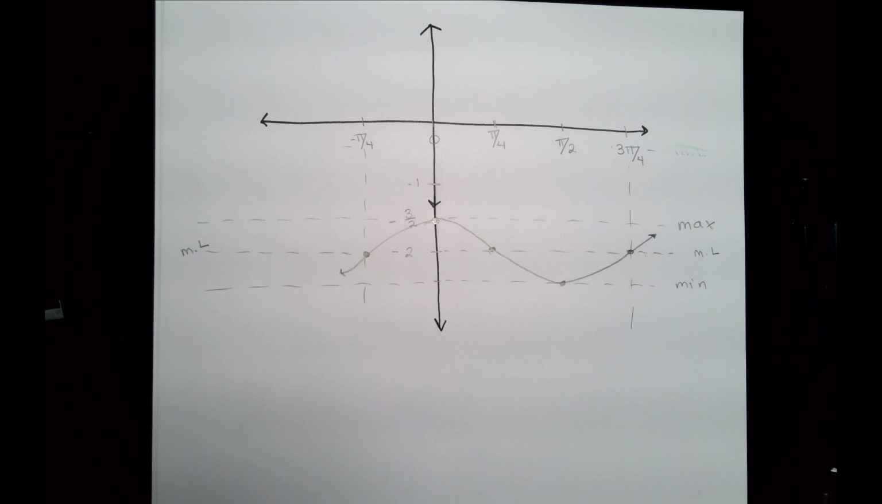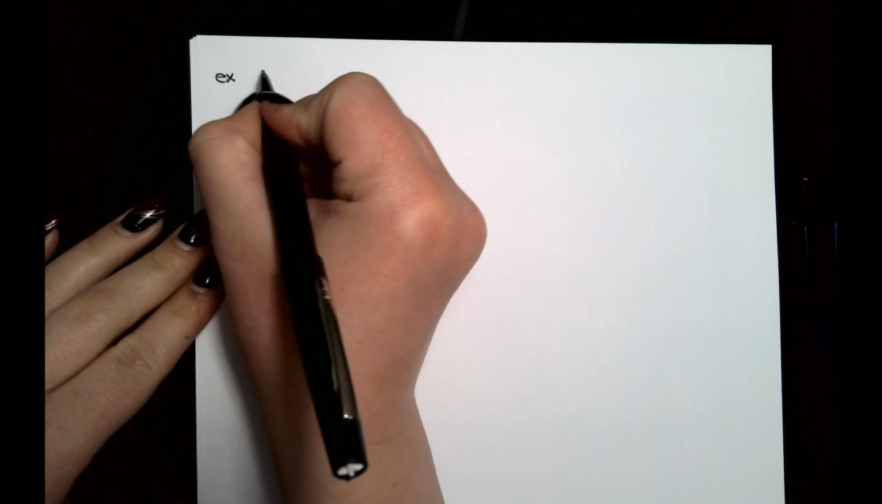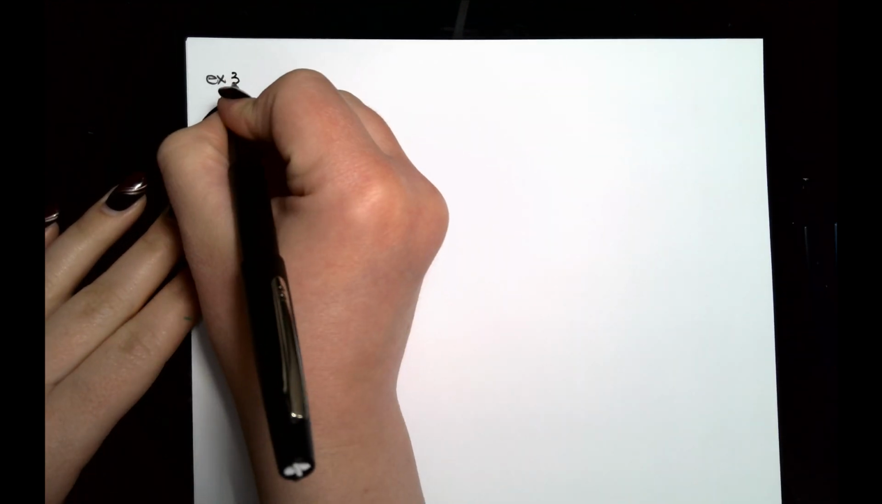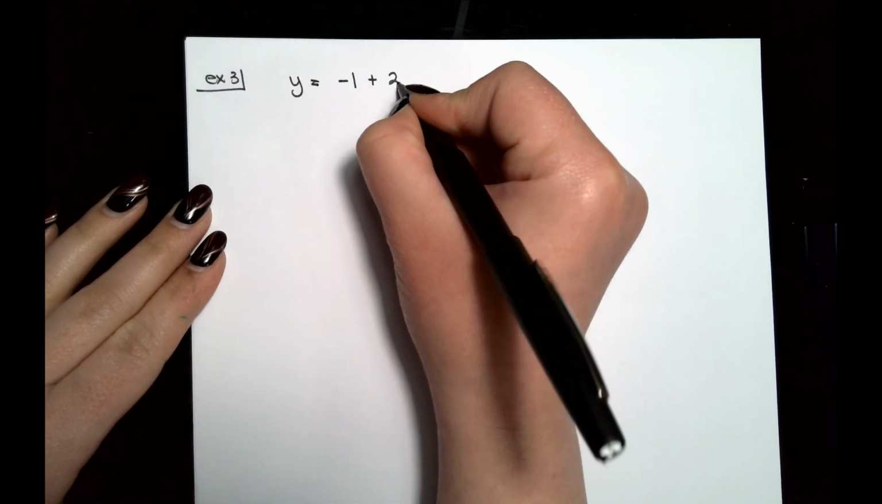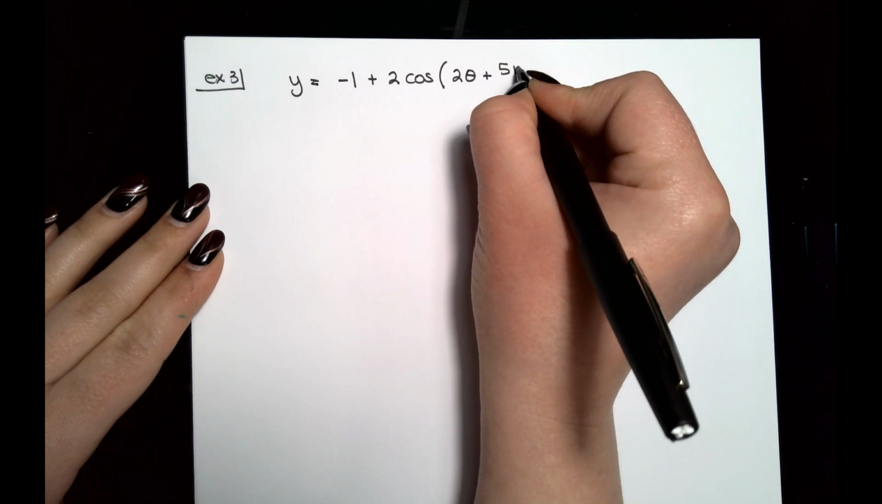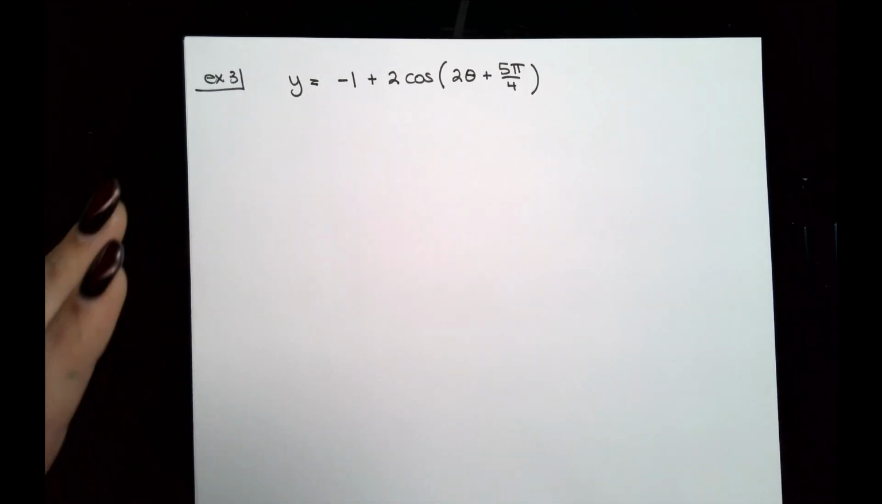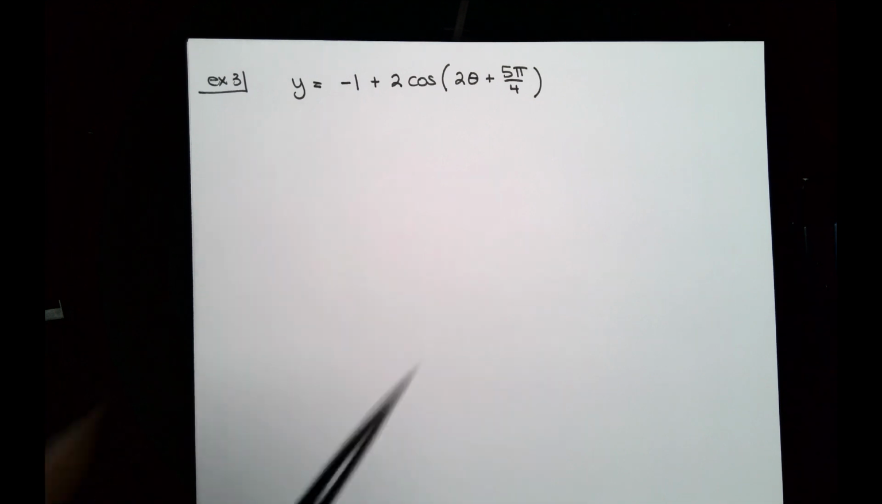All right, let's go ahead and do a cosine. Example 3. Y is equal to negative 1 plus 2 cosine of 2 theta plus 5 pi fourths. Again, like the previous example, two things I don't like. I don't like theta. I prefer x. I also don't like that they give you adding, subtracting in the beginning. That belongs at the end for our case, so I'm going to be rewriting this.